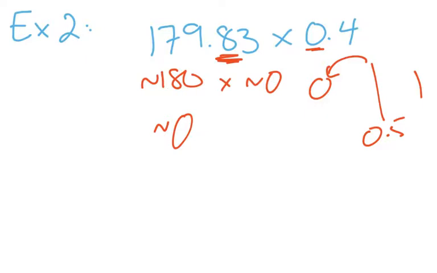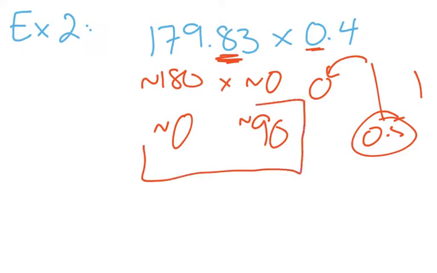Now, another way to think about it when it's 0 and some number of tenths is I could round that up to about 5/10 and say, well, 5/10 is half. So I think that my answer will be close to half of 180, which is going to be 90. So that's a pretty big range, but I think my answer is going to be somewhere between 0 and 90.